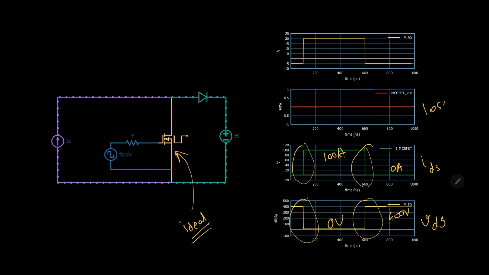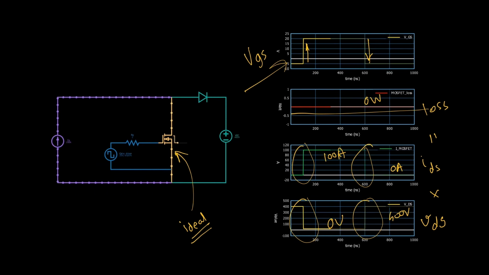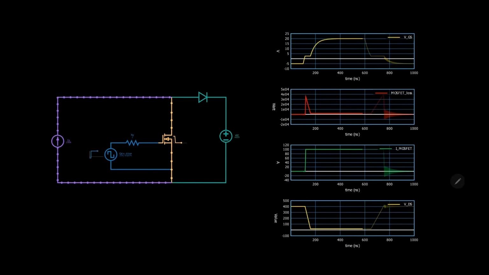Now if you calculate the loss, which essentially is I times V across the MOSFET, you get a flat line of 0 watts. That's because there's no overlap even during switching. Even the gate voltage waveform VGS, which is shown here, is a pretty ideal waveform. All transitions are instantaneous. But in real life, the MOSFET is not like this. In a practical scenario, a MOSFET takes time to turn on and takes time to turn off.